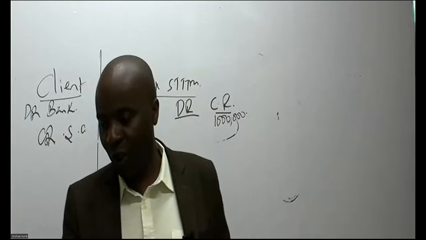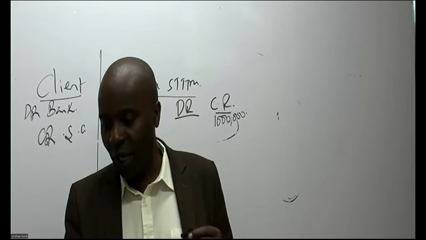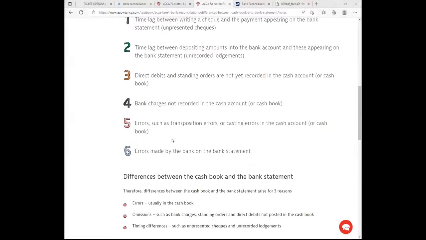Now listen, my good students. Great, so I can see very good arguments there. So we have bank charges, of course, not recorded in the cash account or cash book. Then we have errors in the cash book. Then we have errors, of course, on the bank statement.